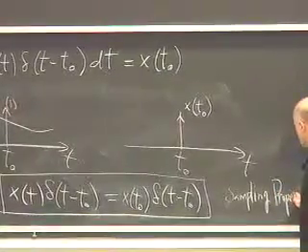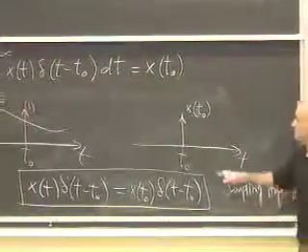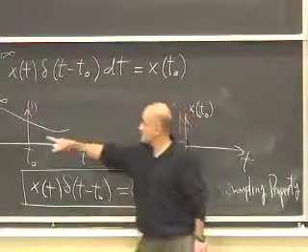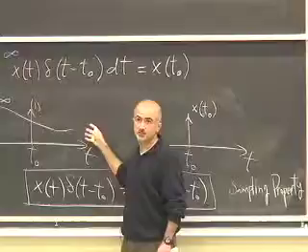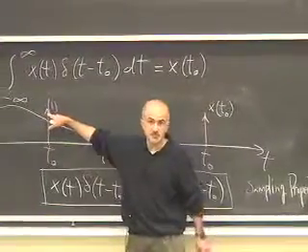Again, this property was very easy to see in discrete time because you had an impulse, a lollipop, multiplying the signal. Obviously, it's going to pick up the value of the signal where the lollipop is present.